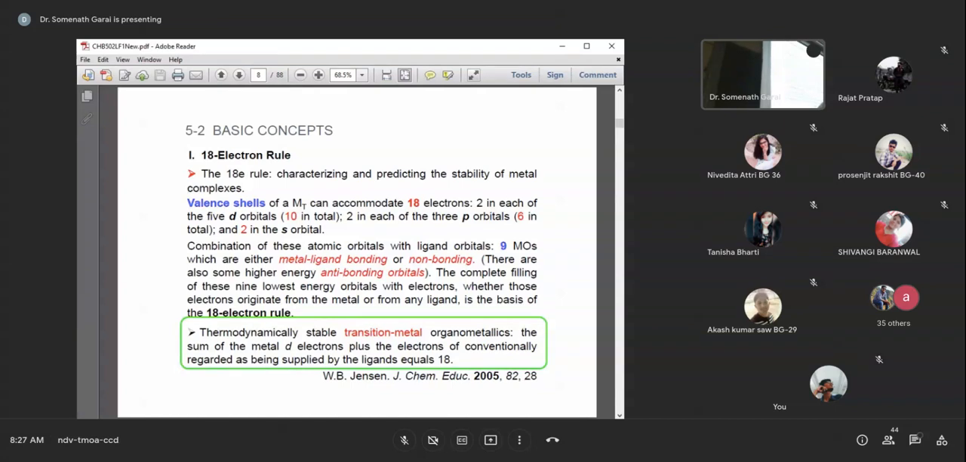So if there is a reactivity, there has to be a reason from the molecular orbital perspective, as I said. But in case of a complex, whether it is coordination or organometallic, the valence shell of the metal will have 18 electrons: 2 in each of the 5 d orbitals, 2 in each of the 3 p orbitals, and 2 in the s. I mean, CO maybe not, but if you take NO, then in that case it will enter.